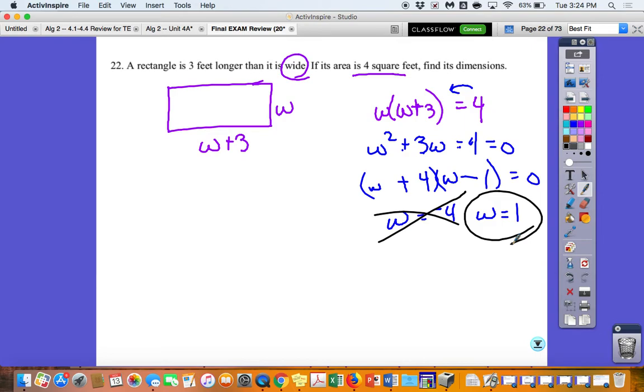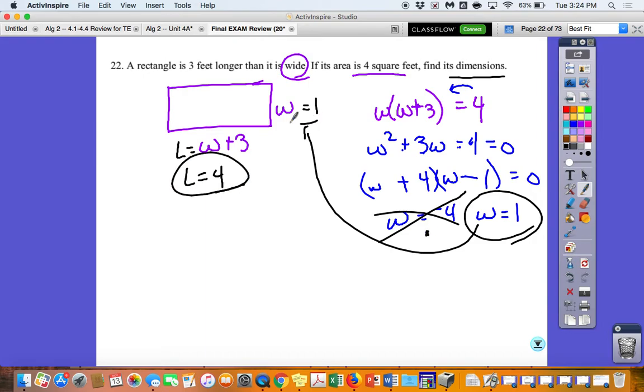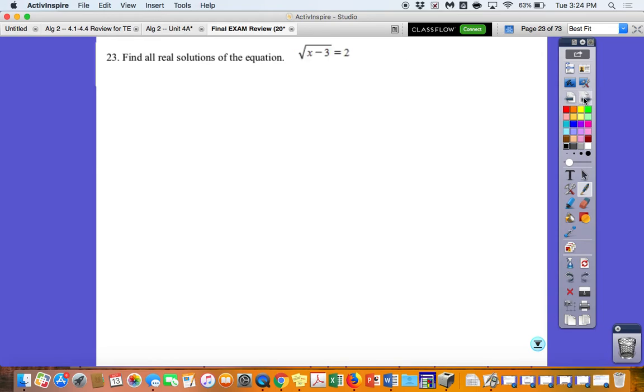So it says find the dimensions, though, so we're not completely done. I need my width as 1, and I need my length to be defined as 4. So this is kind of like a little shadow over here, but yeah, since it said dimensions, you need both. Okay, keep trucking. Let's see how far we can get.